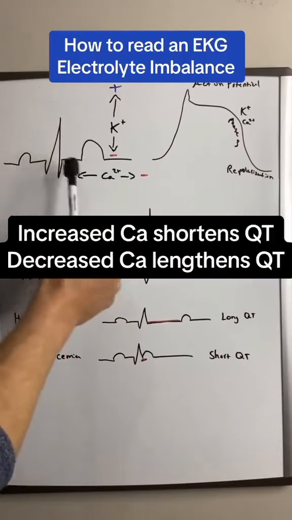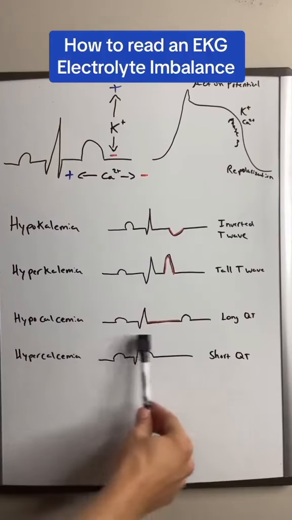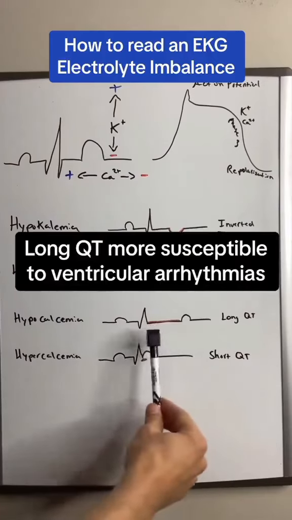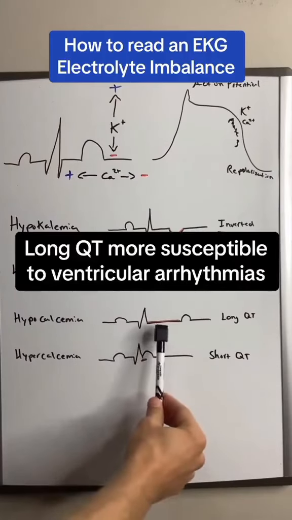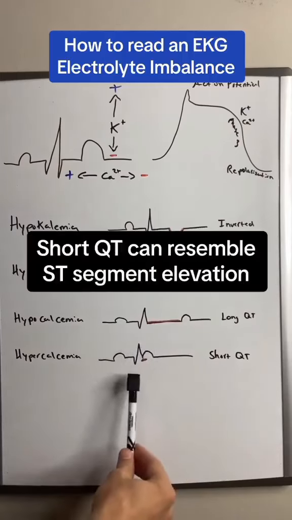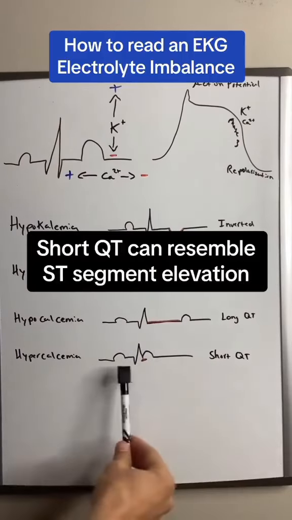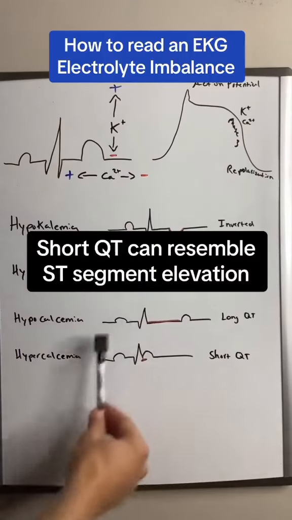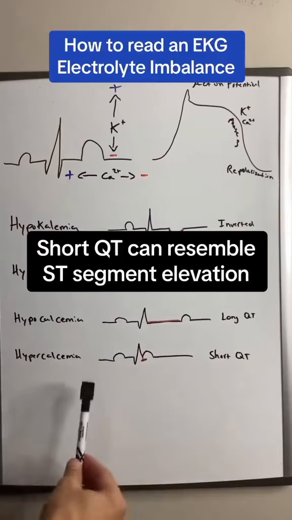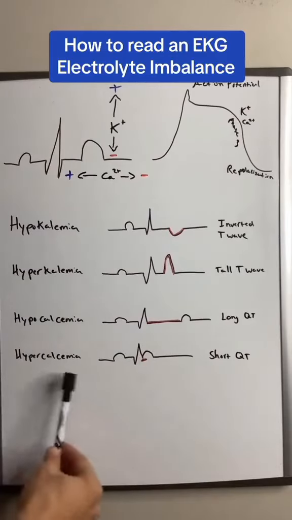But why is all of this important? Well, when you have long QT going on, it makes you more susceptible to ventricular arrhythmias. And when you have a tight, short QT interval, it can sometimes be mistaken as a myocardial infarction, which you would treat very differently than hypercalcemia.